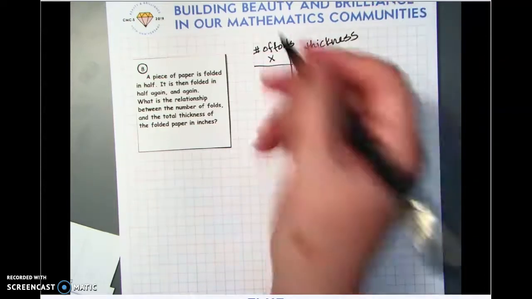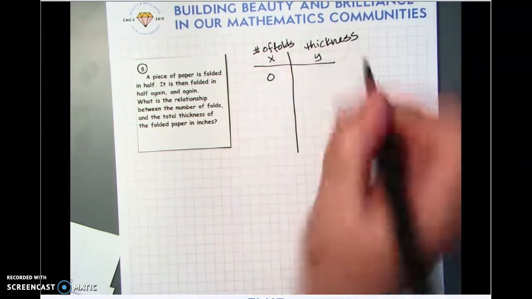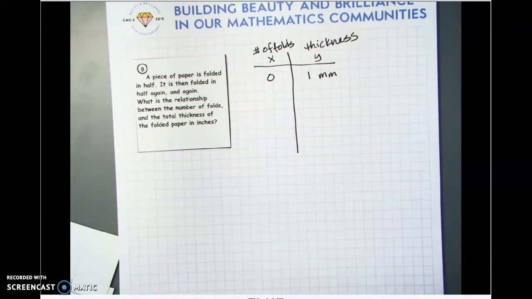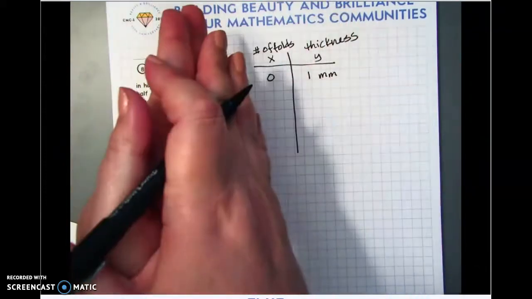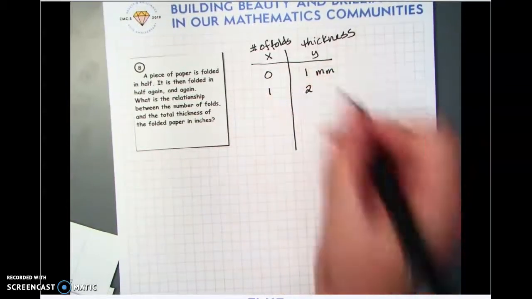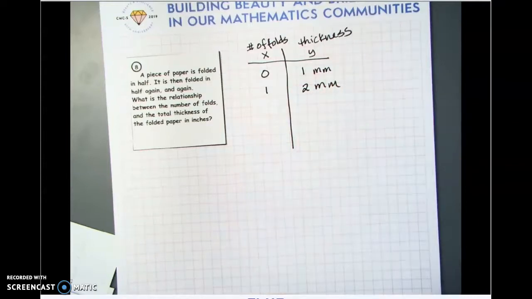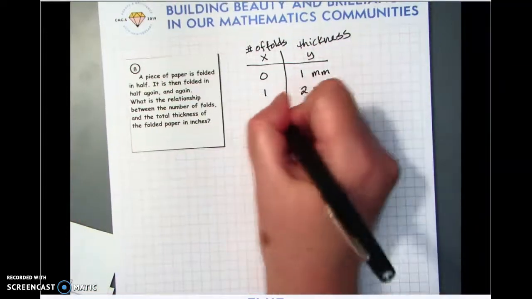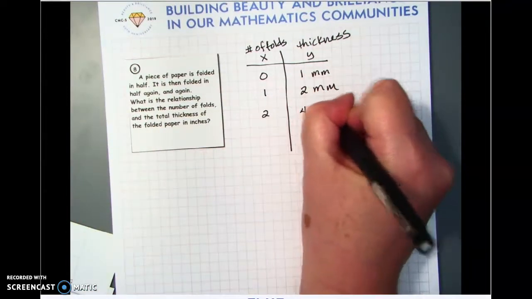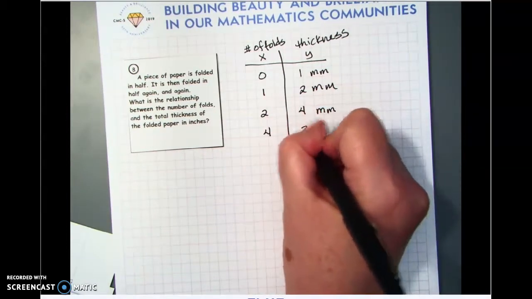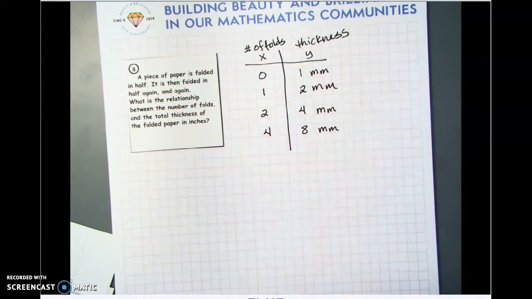Now, let's say that if I have 0 folds, the thickness is going to be like 1 millimeter. So when I make that first fold, that means I'm folding the paper, and then when I measure the thickness, there's twice as much paper available to measure. So now that's going to be 2 millimeters. And then when I fold it again, that means I have 2 on one side and 2 on the other. So that's going to be 4 millimeters. And when I fold it again, I'm going to have double that, which is 8 millimeters. And so it's asking about the relationship between those two.